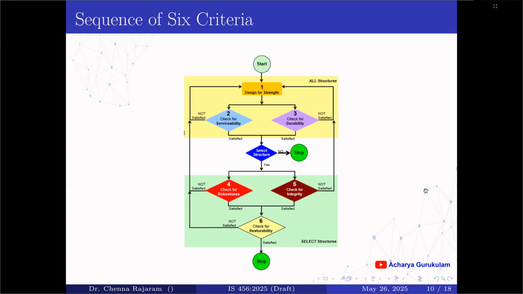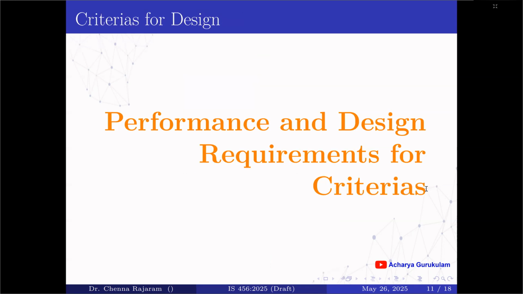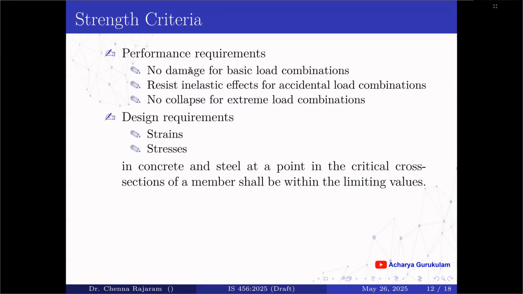We'll see what are the design requirements and performance requirements for all these 6 criteria. The performance requirements are: the structure shall possess sufficient strength to sustain only limited or no damage under the action of loads applied as per basic load combinations. Second, strength to resist inelastic effects under the action of loads applied as per the accidental load combinations. Third, deformation capacity that results in no collapse of the structure either partially or completely under the action of loads applied as per the extreme load combination.